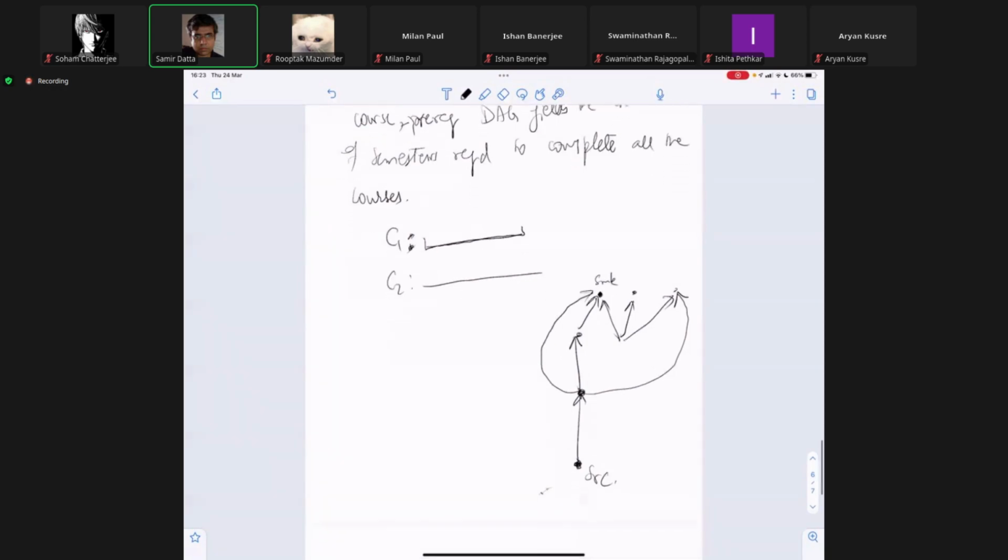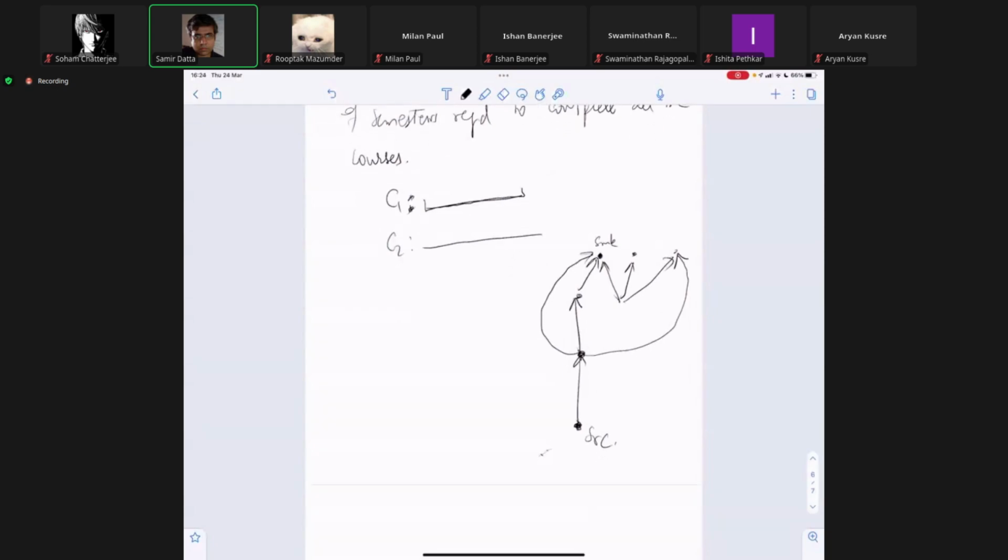So now, intuitively, you can see that the longest path in this graph from a source to a sink will give you the minimum number of semesters required to complete all the courses. Do people see this? Is it transparent, or do I need to explain it? If there's anybody who doesn't see this immediately, tell me.